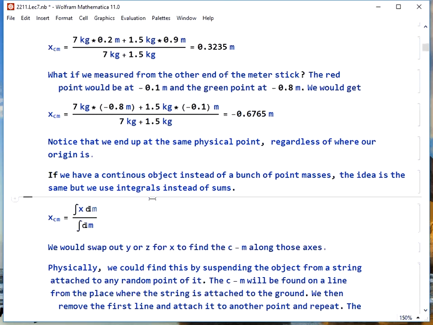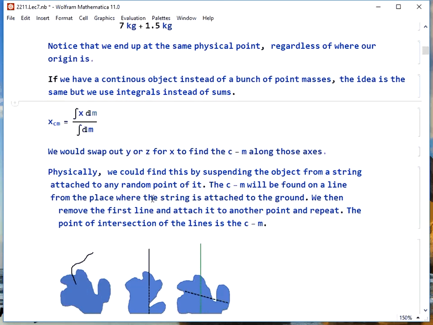If we have, instead of a bunch of point masses, a continuous object, we use integrals instead of sums. So we would do the integral of x position, for every little tiny piece of mass, what is its x coordinate, integrate all those things and divide by the total mass. And of course we could change x to y or z to find the center of mass along those axes.